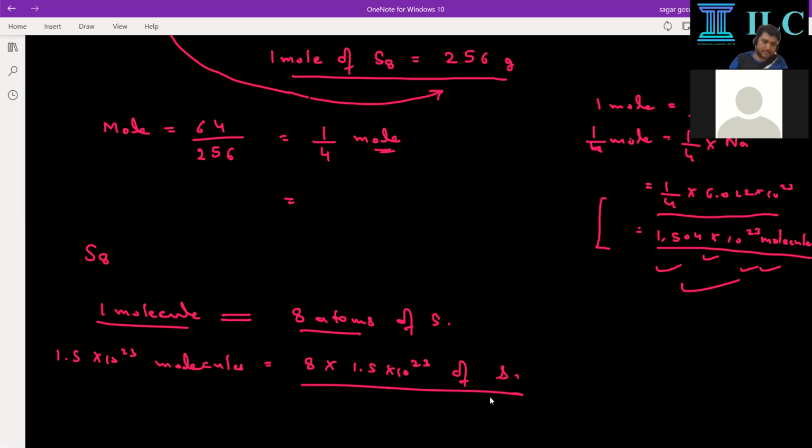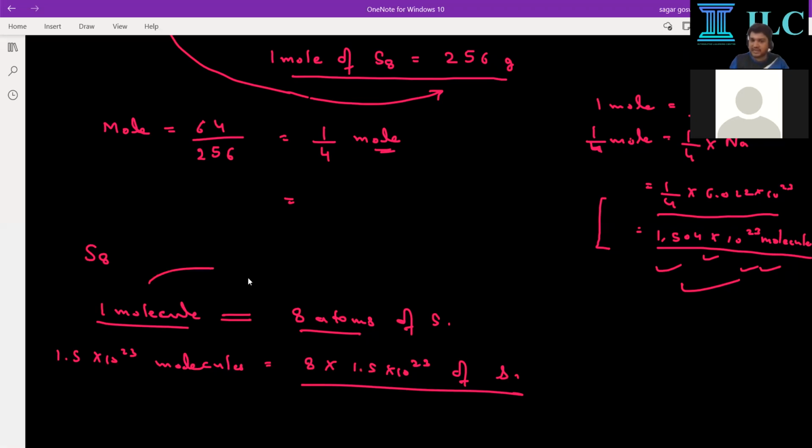Got it? Oh, I see. That's the unitary method here. Just tell me, if I have to take one example, say chocolate: one chocolate box contains 8 chocolates. If I say you have 10 chocolate boxes, then how many chocolates will you get? 80, because you just multiply 10 into 8. Same thing I'm doing.